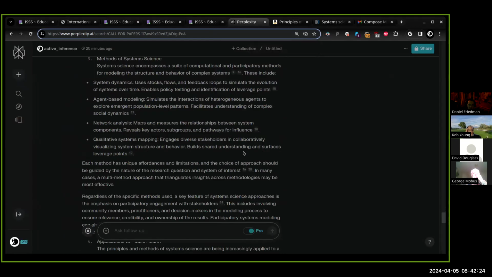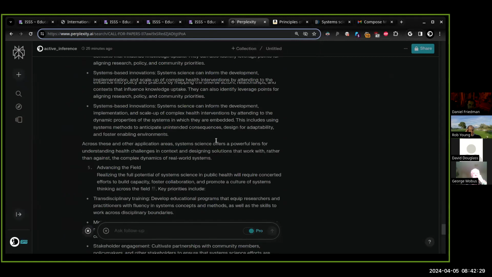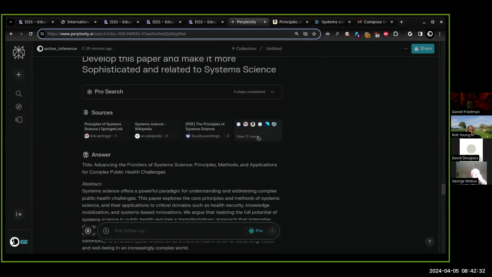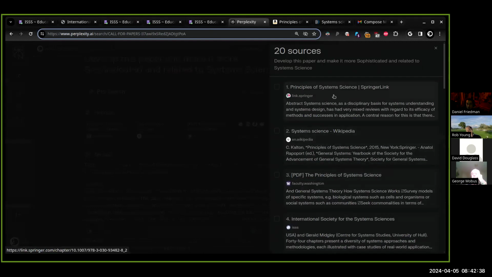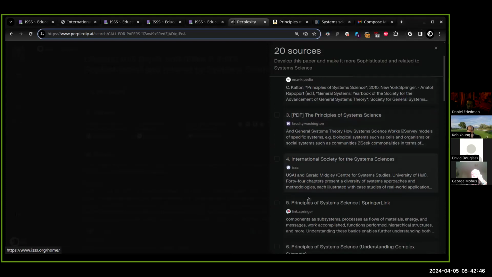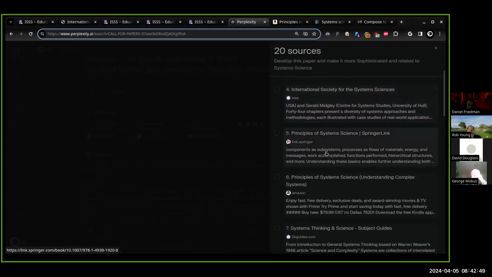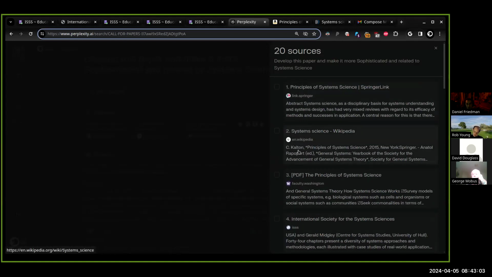Perplexity is informed by it. I think it's giving reference numbers, isn't it? Yeah, these are the citations. It's actually ISSS. Very good. Principles of System Science on Wikipedia, George's faculty.washington paper, ISSS, George's paper. I don't know if it's doing some kind of personalization to what I've looked at in the past, that's possible, but ISSS and George are dominating the top results.